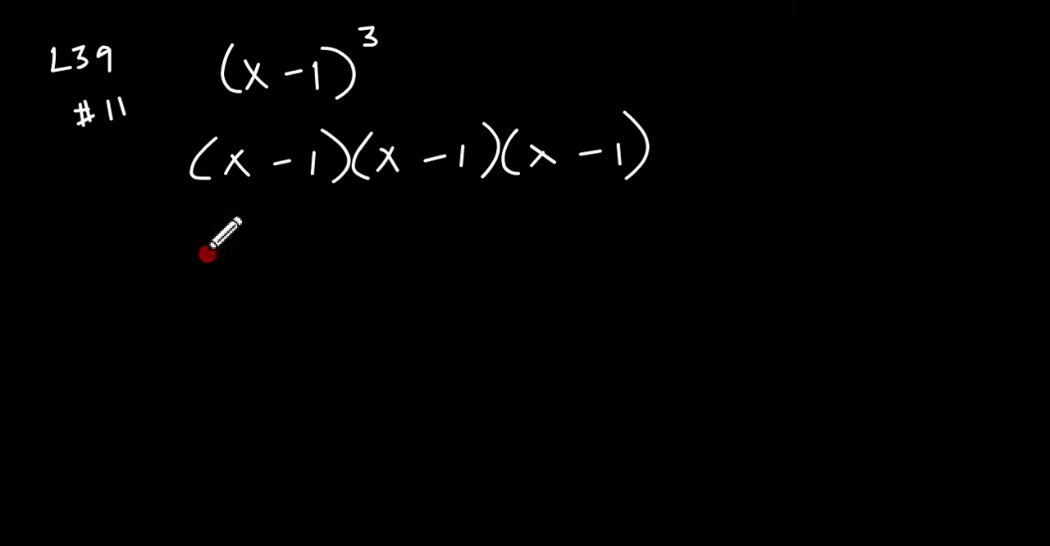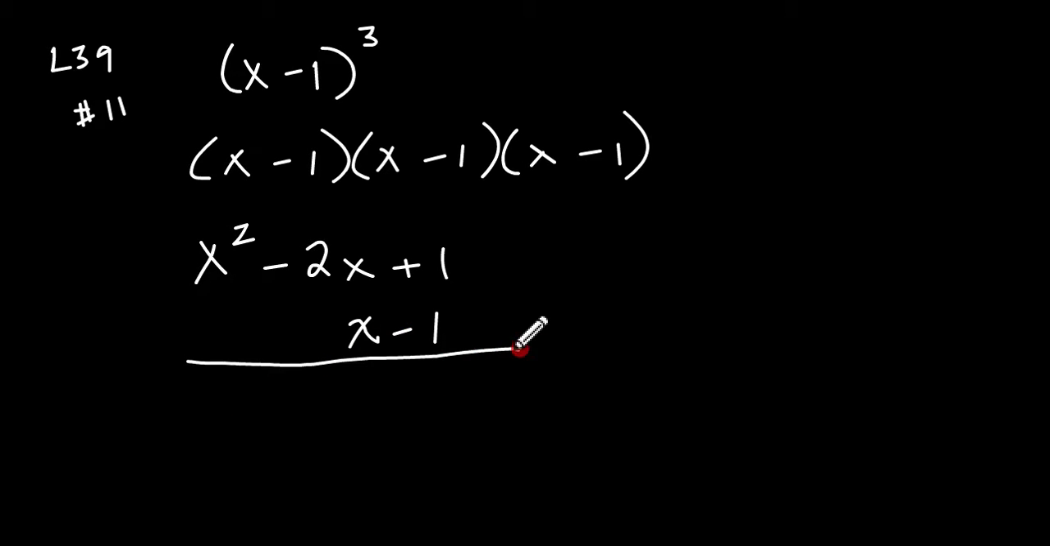We can FOIL the first two, x squared. The mature way is you would do the outer and the inner. You would do x times negative 1 times 2. So it would be negative 2x plus 1. So you do first, outer, inner, last. I added the outer and the inner and got negative 2x. And then we still have to take it times x minus 1.